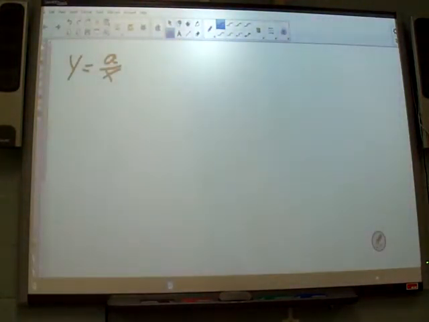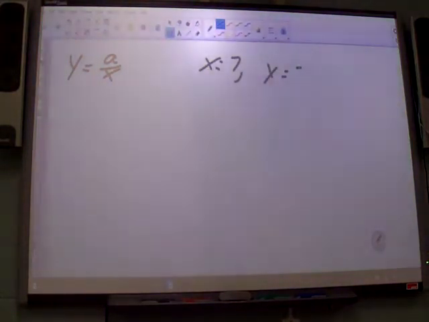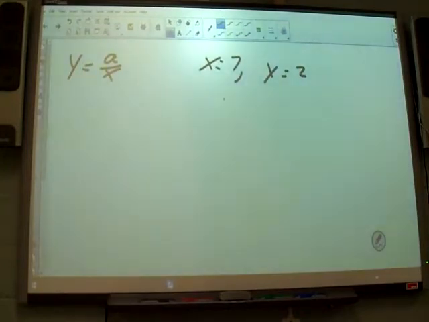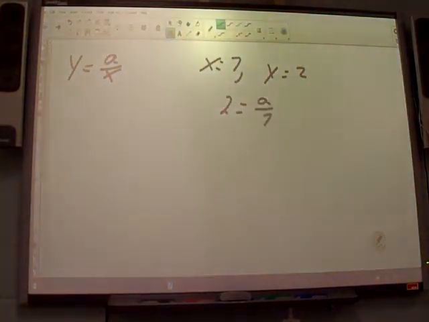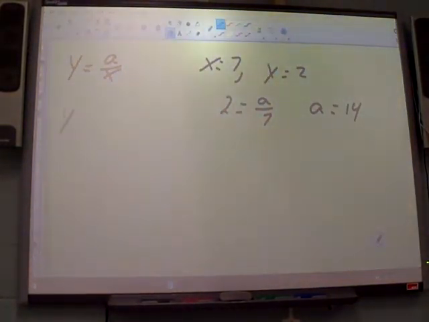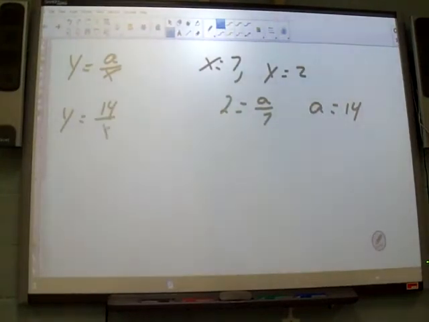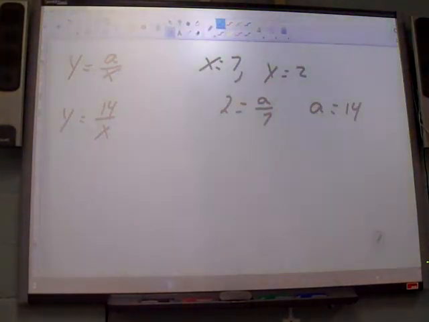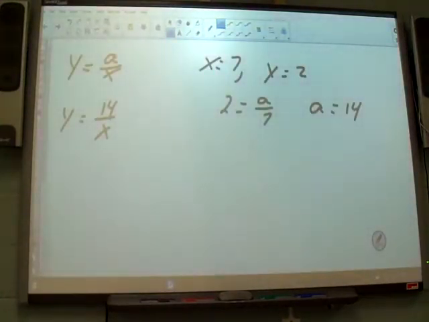So in number 1, they tell you x is 7 when y is 2. If you plug those in over here, that gives you 2 equals something divided by 7. Undo that division with multiplication and you get 14. So your first answer on number 1 will be y equals 14 over x. There's your first answer. You wrote your equation. Now the second thing it says to do is use that to find y when x equals negative 2. So you're just figuring out what 14 divided by negative 2 is, and there's your second answer.